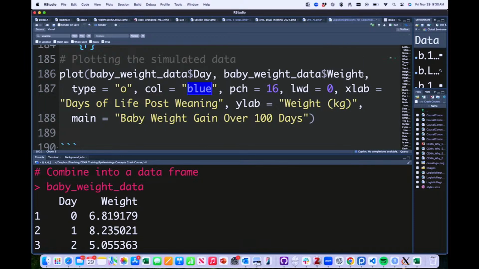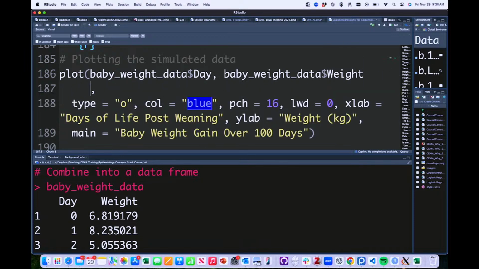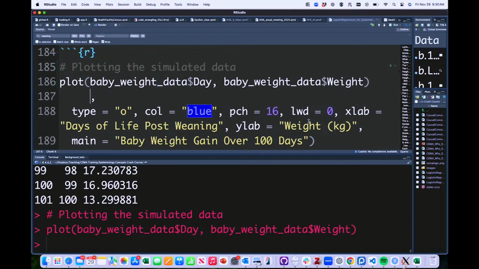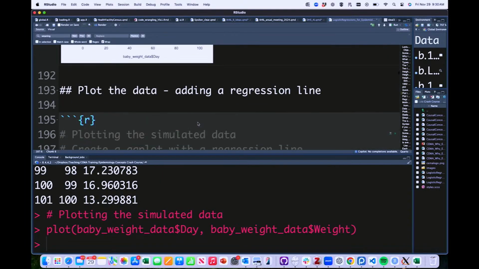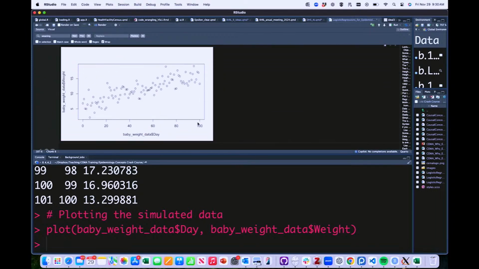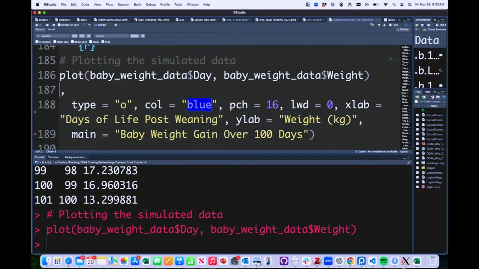So if I just take that bit and plot, run that, then I see something of that sort. So I have got number of days on the x-axis, and weight on the y-axis. So play with that.